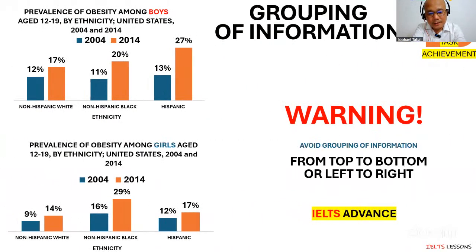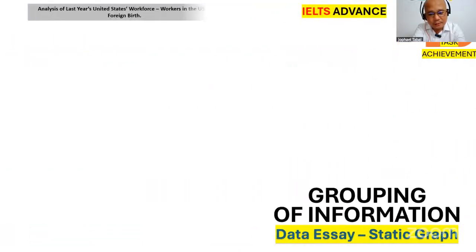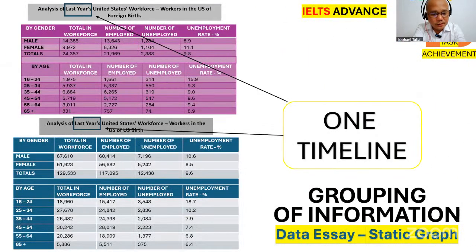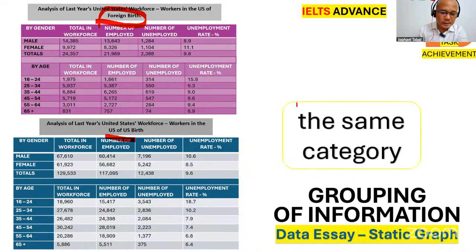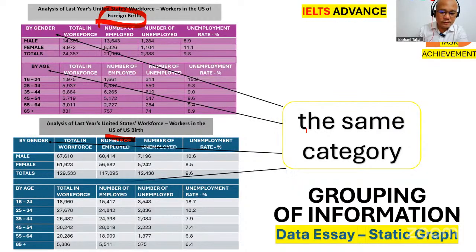Now here's an example. This is a table. So how should we group the information here? As you can see, this is an example of a static graph in which there is only one timeline. The timeline here is last year's analysis about the workforce in the US who were born in the USA and those who were not born in the USA, or of foreign birth. Now, how do we group the information here since there's only one timeline and there's a same category here, gender?